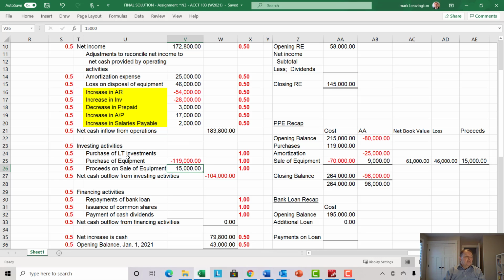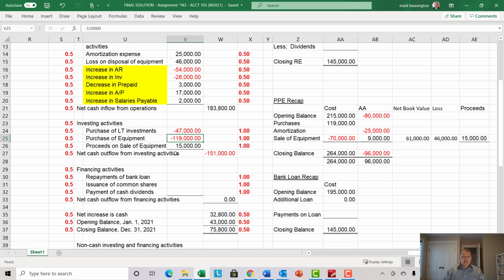And then purchase of long-term investments, it's just a matter of looking at it, and you'll see that the long-term investments balance has gone up by $47,000. So that cost is $47,000. That's fair enough. That looks good.